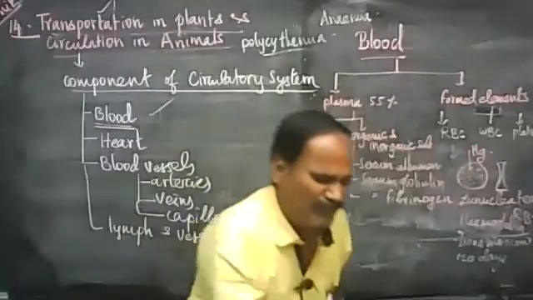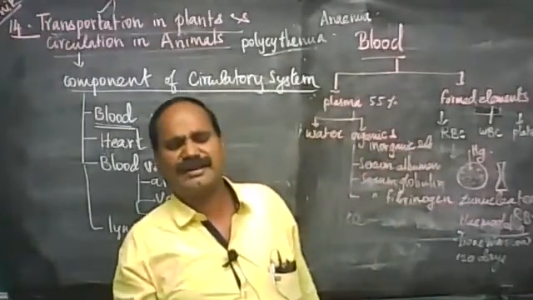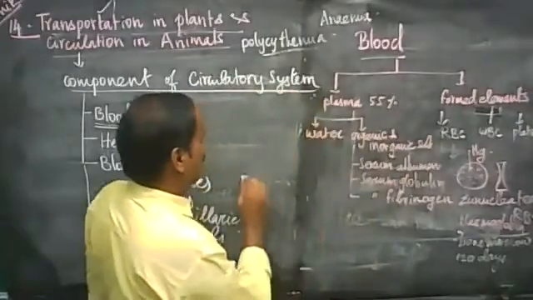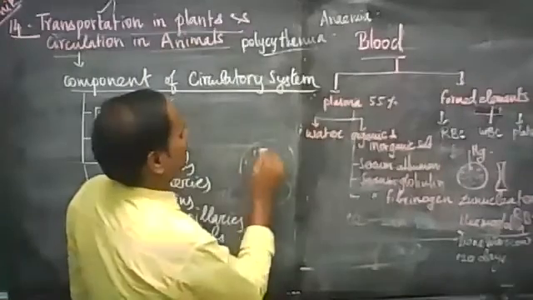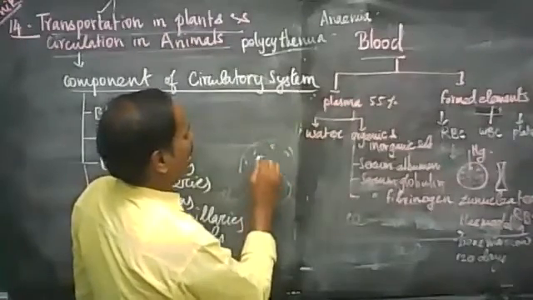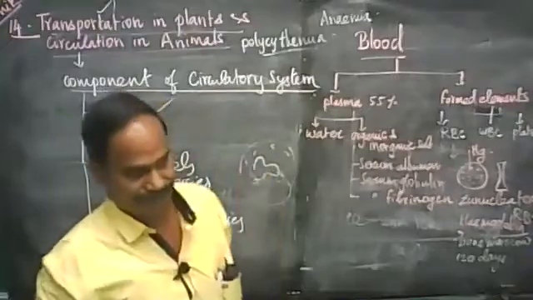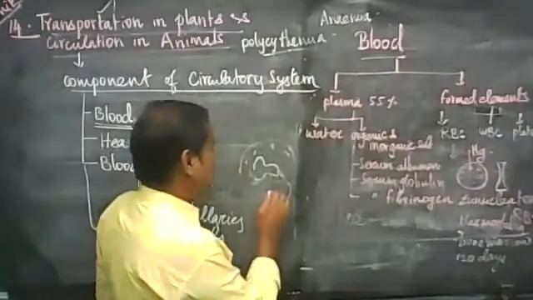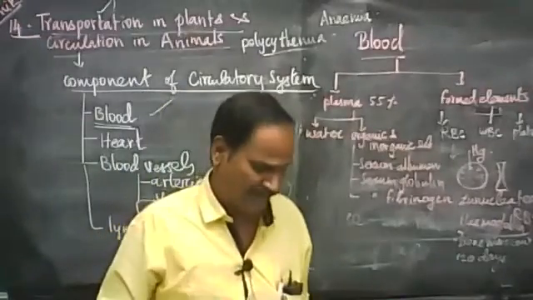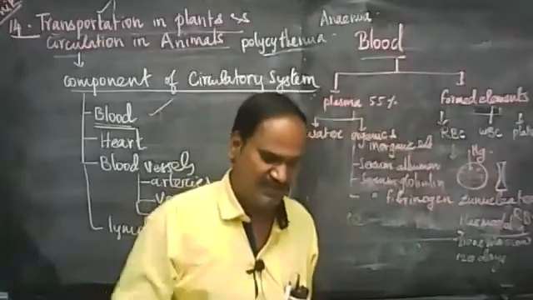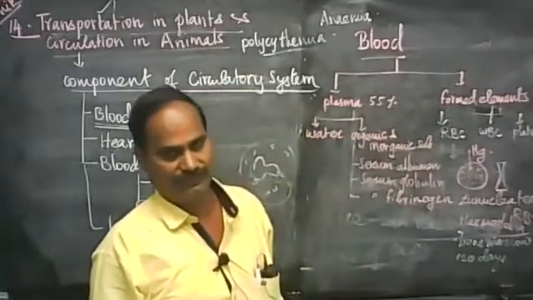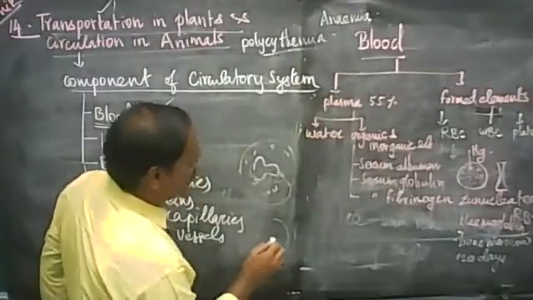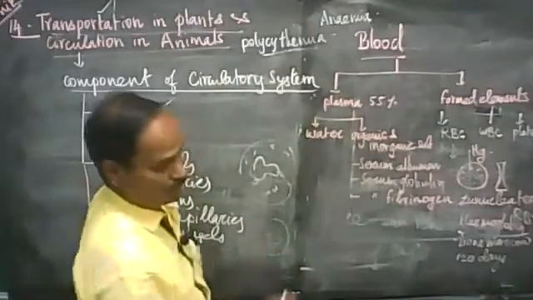The WBCs are grouped into 2 categories. One is granulocytes, another is agranulocytes. Granulocytes, when you see the structure of the WBC, have a number of granules in the cytoplasm and the nucleus is many lobed. Cytoplasmic granules are present in granulocytes. The granulocytes are neutrophil, eosinophil, basophil. In agranulocytes, the cytoplasm does not contain granules, or has few granules, and the nucleus is single lobed. Okay.